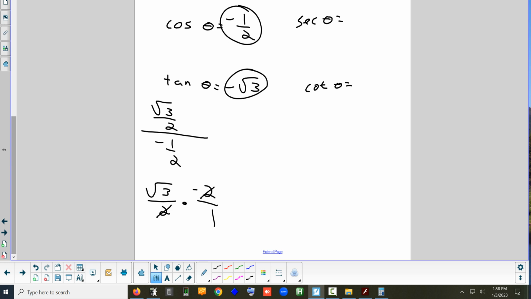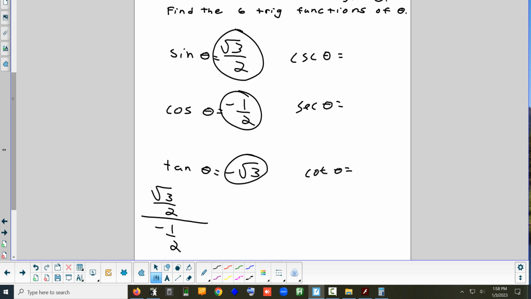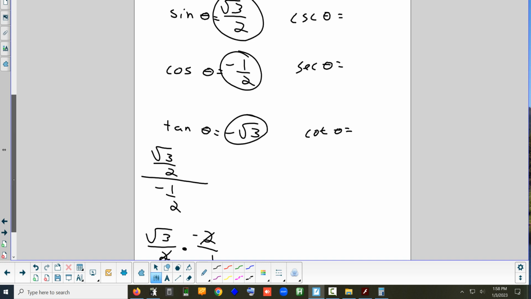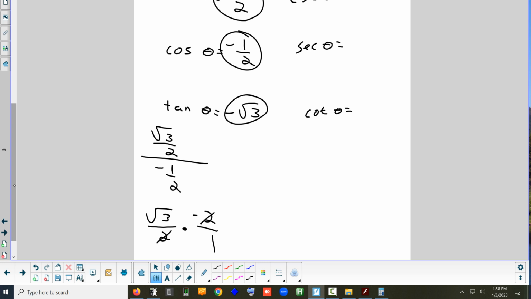The other thing you might have noticed, but we don't use any decimals. Okay, when we're doing this out, you don't type any of these in and write decimals. So that's our tangent.